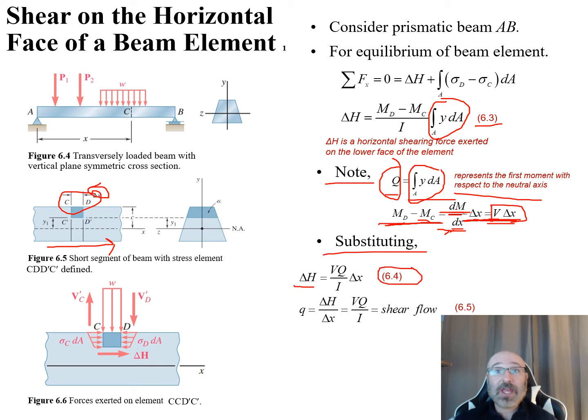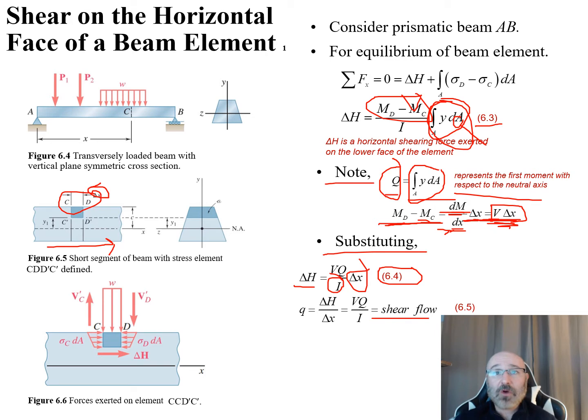where we have our delta H is now equal to V times Q, when we replace the top of this and this right here with our V and our Q, times our delta x, and this is over I. So this is our equation 6.4 from our textbook, and we can rearrange that a little bit.